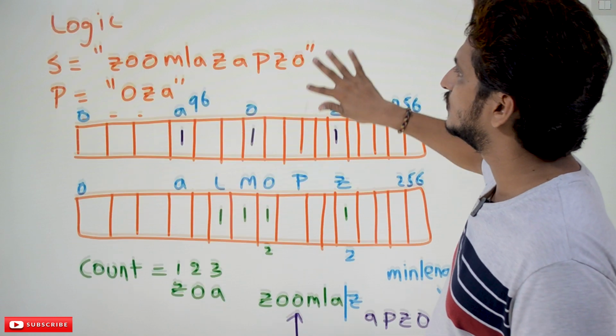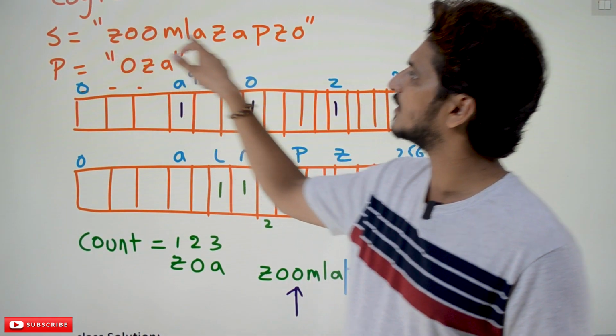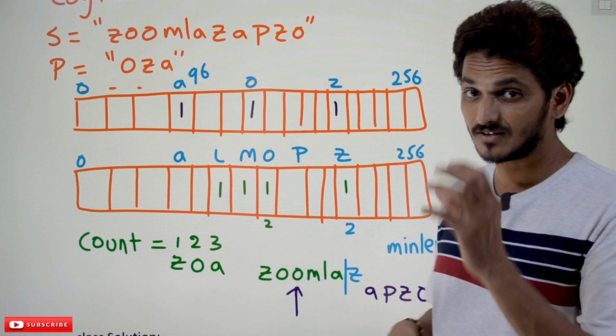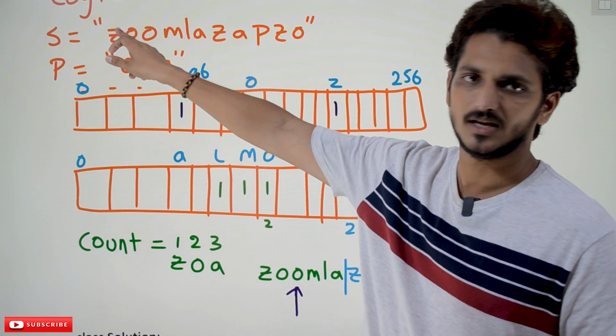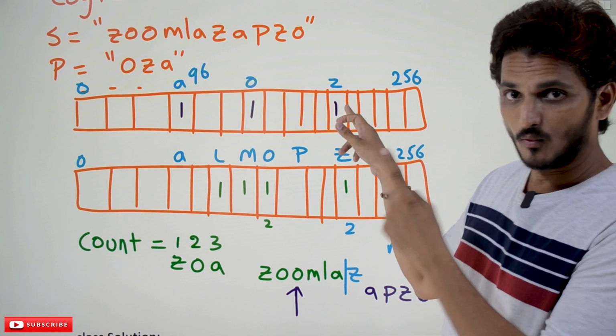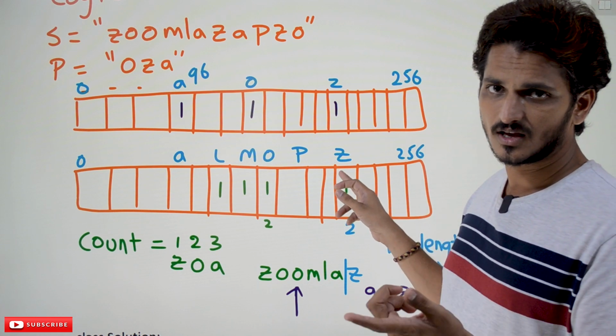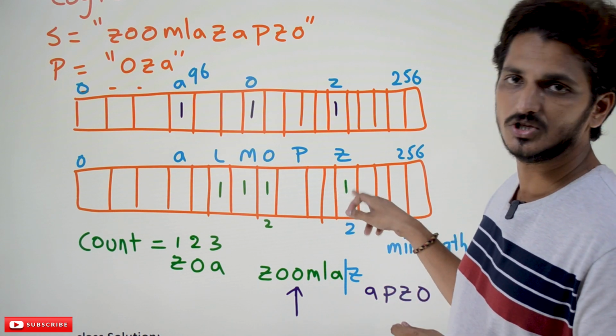So how we are going to do here is now take the characters one by one from the S. What is the first character in S? Z. Is Z present in P? Yes. How many times is it present in P? One time. Is Z up to now? Did you find any Z? No. So the count here is 0.